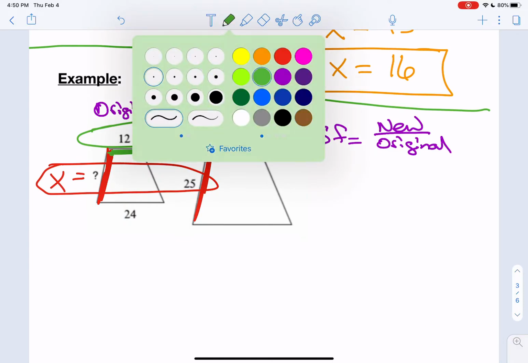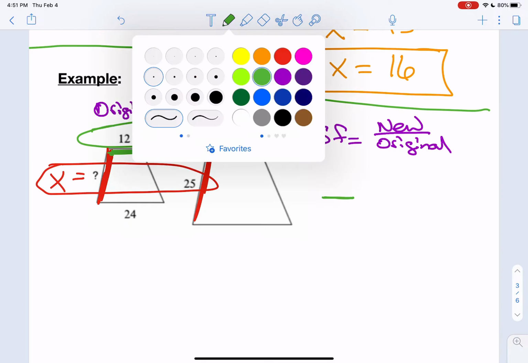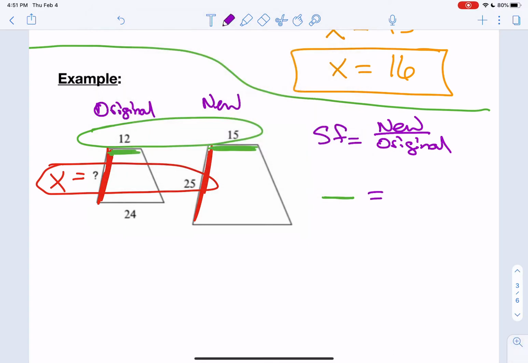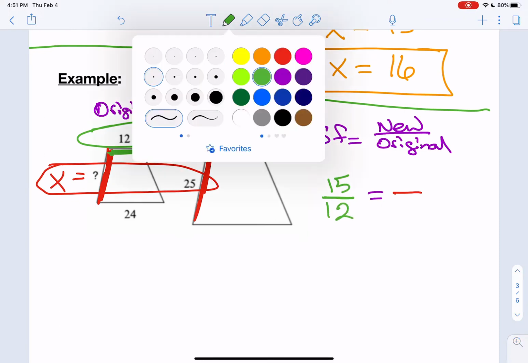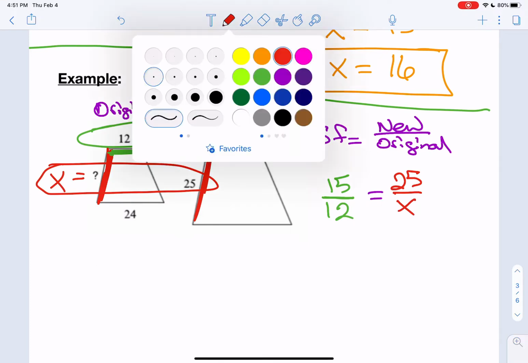We have our two ratios. We have the first ratio and we have the second ratio. Remember, ratios are just fractions. So for the first ratio, the new is 15, the original is 12. Bam, there's our first fraction. For the second ratio, we have 25 for the new and x for the original. Bam, our second fraction. Now we're ready to cross multiply and solve.